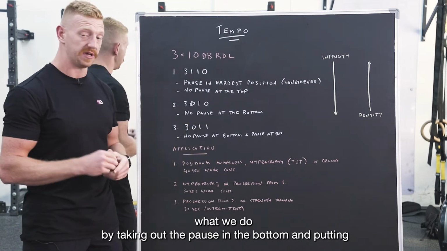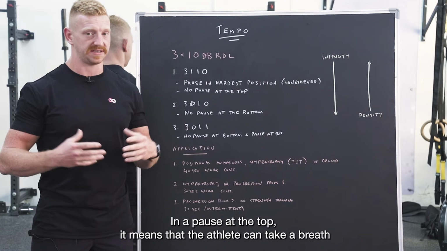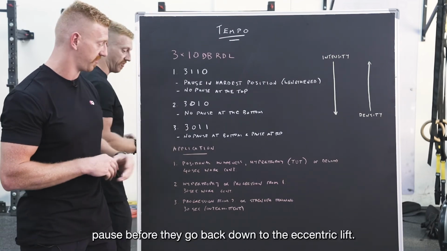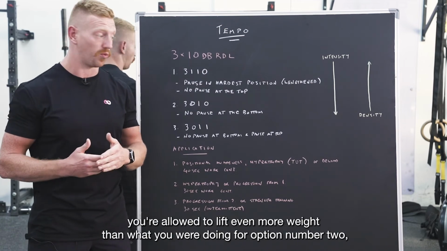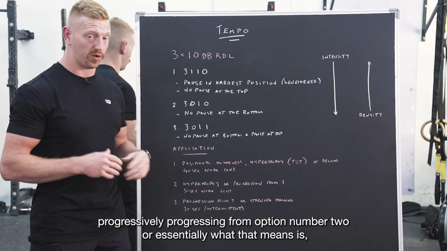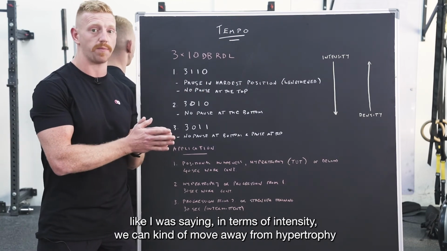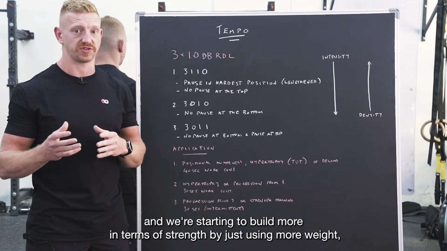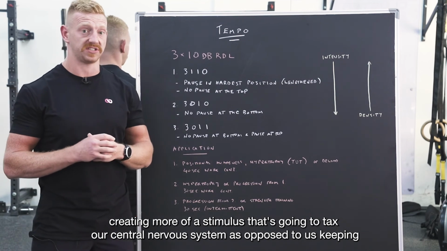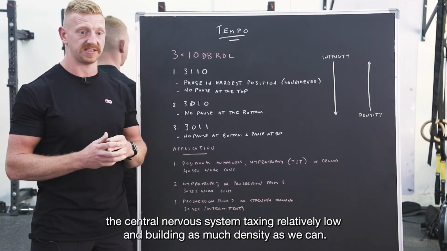And then option number 3, again, progression from number 2. What we do by taking out the pause in the bottom and putting in a pause at the top, it means that the athlete can take a breath, pause before they go back down to the eccentric lift. So what that then means is you're allowed to lift even more weight than what you were doing for option number 2. In terms of intensity, we can kind of move away from hypertrophy and we're starting to build more in terms of strength by just using more weight, creating more of a stimulus that's going to tax our central nervous system, as opposed to us keeping the central nervous system taxing relatively low and building as much density as we can.